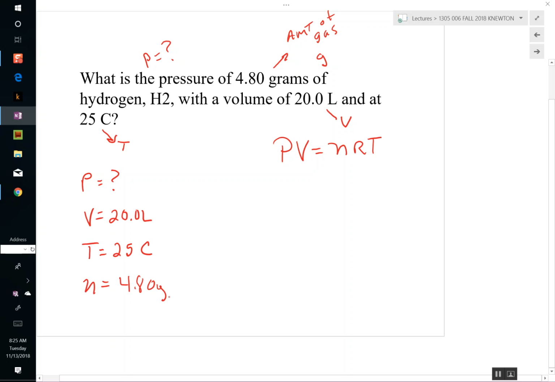All right, I want you to do this problem. I'm going to just give you a few hints. You got to convert the centigrade to what? Kelvin. Now, you got to convert the 4.8 grams of hydrogen to what? Moles. And you have to rearrange that equation. So what you want is an equation that says P equals what? And go ahead and work on that problem with your hands, with a pencil, with a piece of paper, and with your brain.